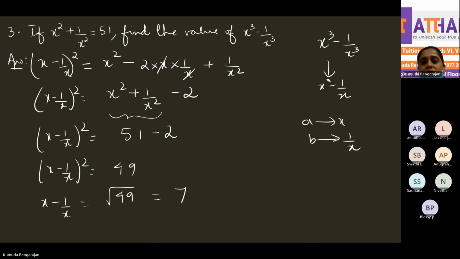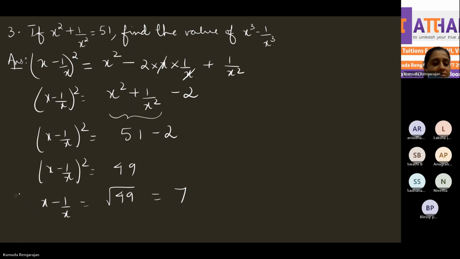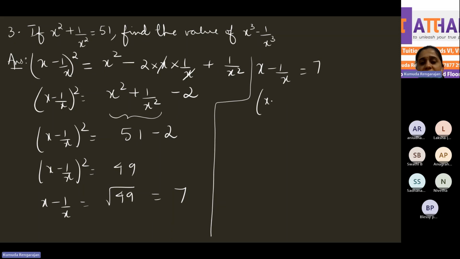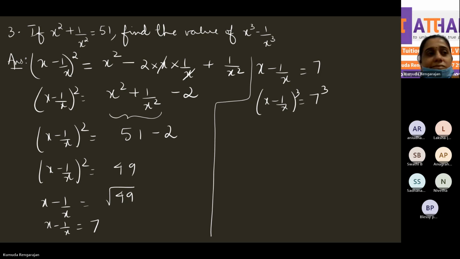Now find x cubed. You found x minus 1 by x. Now cube this on both the sides. You know that x minus 1 by x is equal to 7. Cube on both the sides. X minus 1 by x the whole cube is equal to 7 cubed. Complete this. Tell me. 343. Oh, 7 cubed is 343. What's the value of x cubed minus 1 by x cubed? Yeah, please finish this.